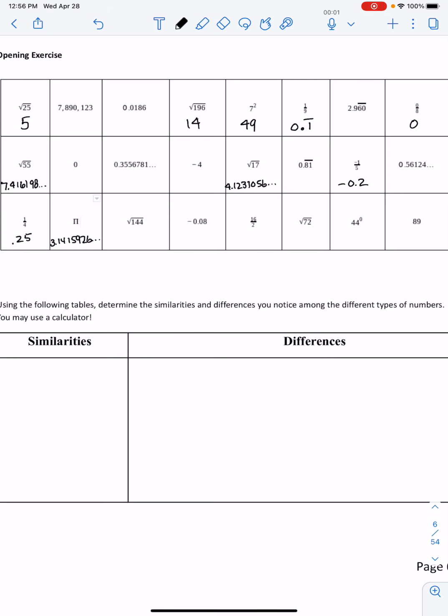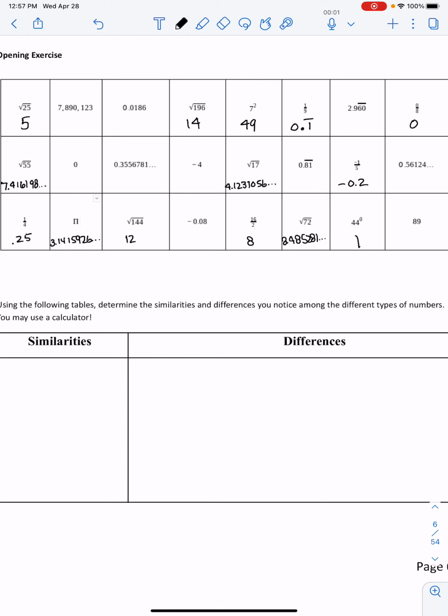The square root of 144 is 12. Then we have 16/2, which is 8. The square root of 72 is 8.4852 81, and that repeats. Then we have 44 to the 0 power, and remember, anything to the 0 power is 1.